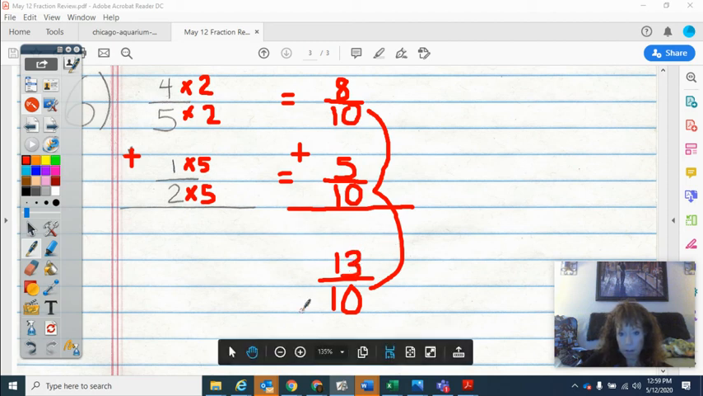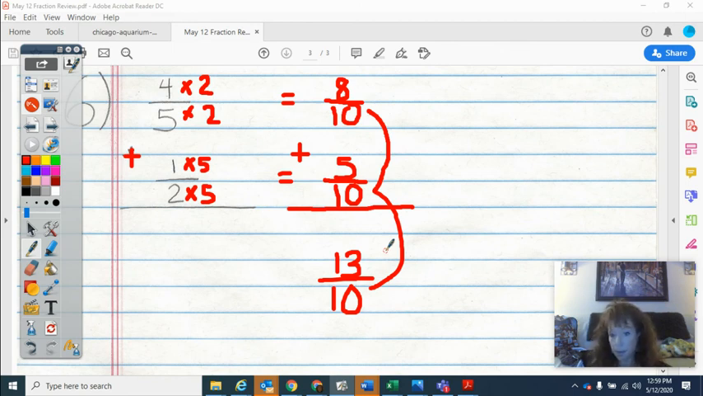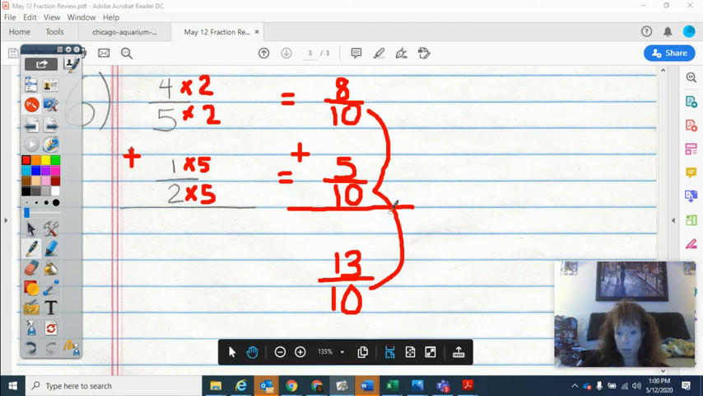Okay, I have 13/10. But remember, with any fraction problem, I have to ask myself, is that the best answer? Is it in simplest form? And it is not. Because we notice that our numerator, 13, is bigger than the denominator, 10. So what kind of fraction is that? What do we call it when the numerator is bigger than the denominator? We call it an improper fraction. That means that there's a whole number and a fraction that we can simplify this into. This will equal a mixed number.